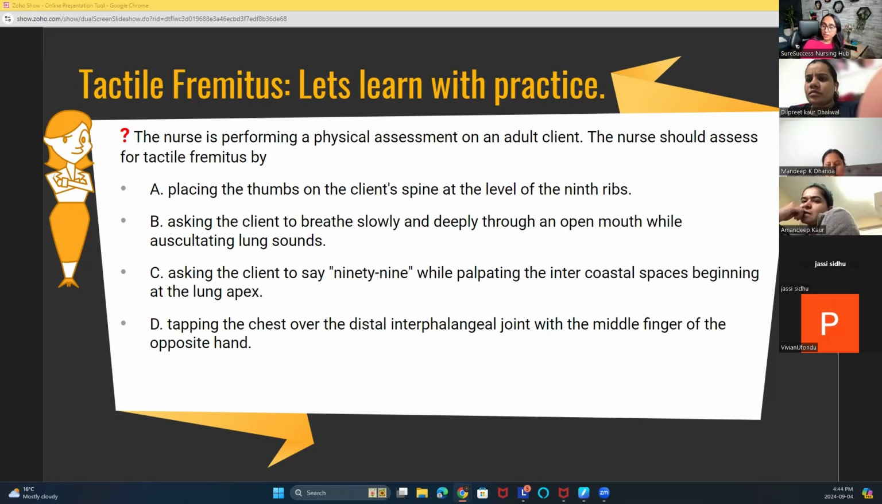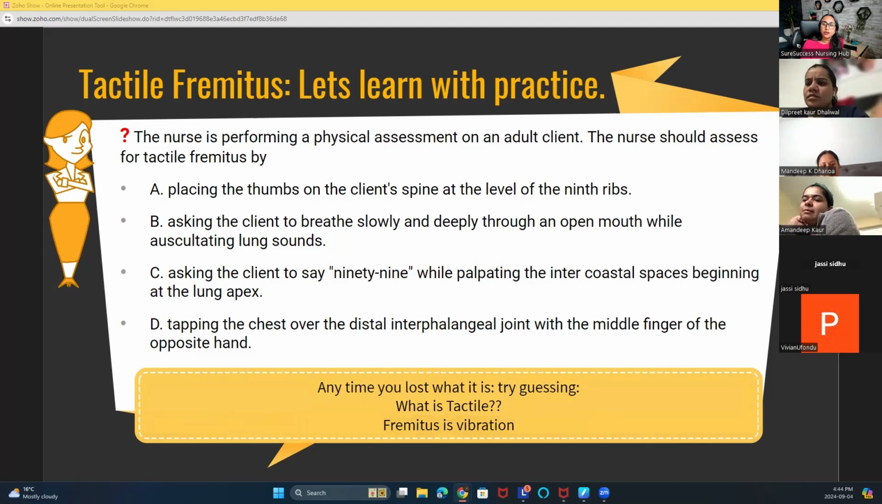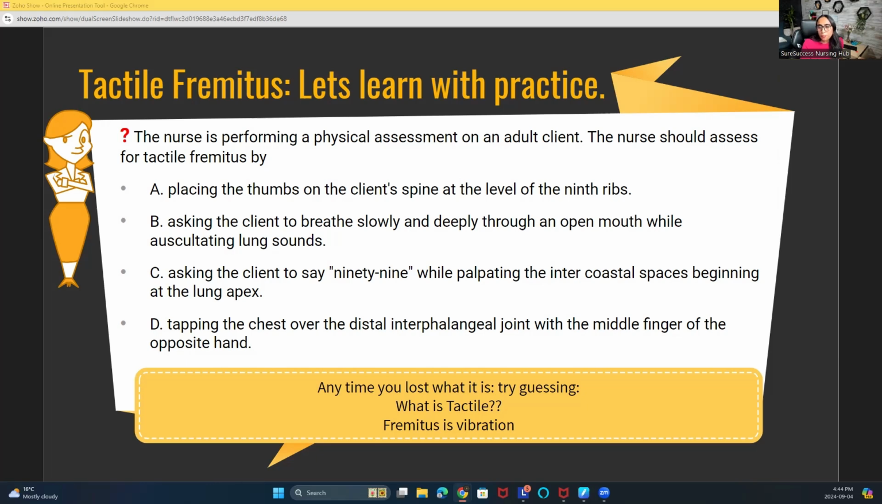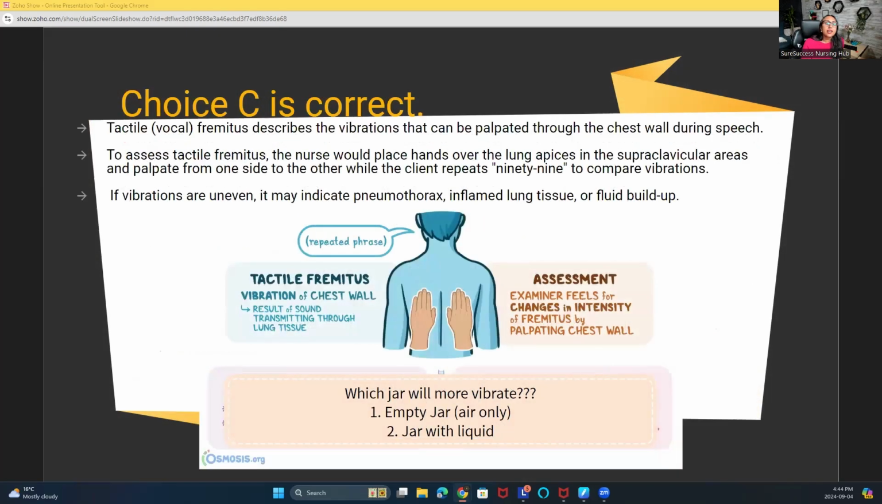Very good. Any student who is a little bit confused, anytime you lose what a term is, try guessing. Tactile, what is tactile? Just try a guess. Tactile means touch, and fremitus is vibration. So tell me, touching and vibration, which option does it sound like? The third one, yes, option C. Tactile fremitus. Okay, so now let's learn about tactile fremitus.